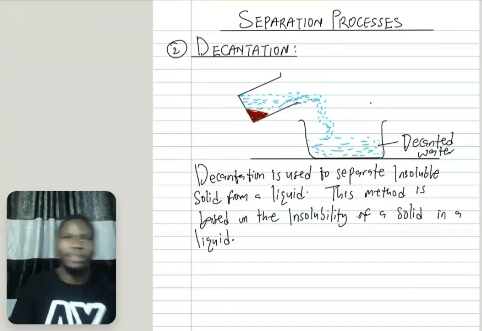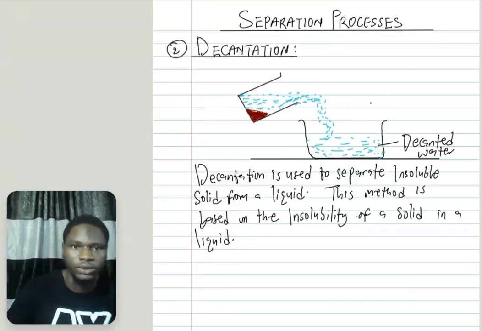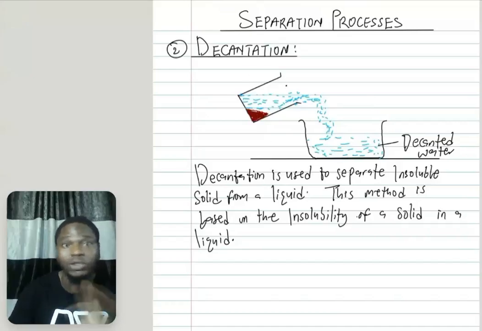Now, the next separation process is decantation. Decantation is used to separate insoluble solid from a liquid. It actually has the same function as filtration, just the same function, but there is a slight difference. Number one, in filtration we make use of filter paper, but in decantation there is nothing like filter paper here. So take note of that. Now, what do we do under decantation? Well, firstly, you see this beaker has a liquid and this brown part is a solid. That is, there is a particular solid that has settled down.